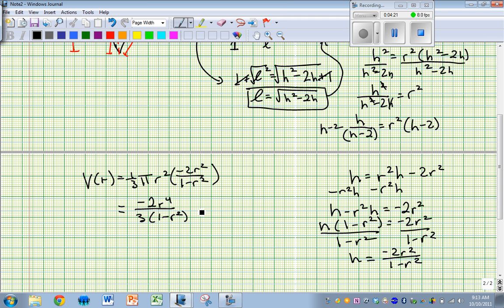The answer you might have in the book might make all this stuff positive. So multiply the top and bottom by negative 1, which you're allowed to do. So I have 2r to the 4th over 3 times r squared minus 1, which is the same answer. That's what you have. Nice work.